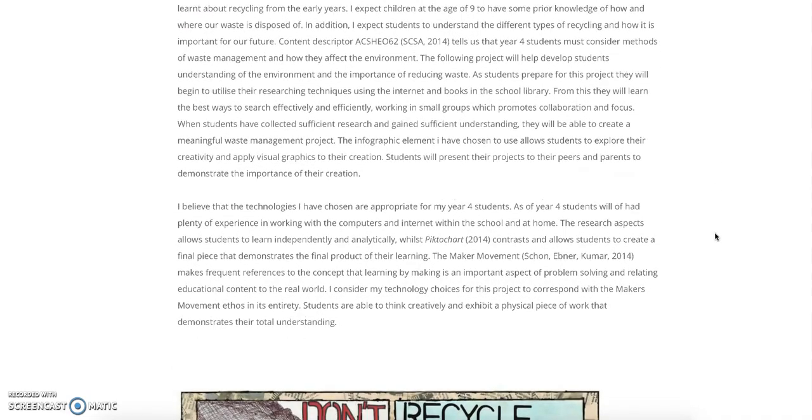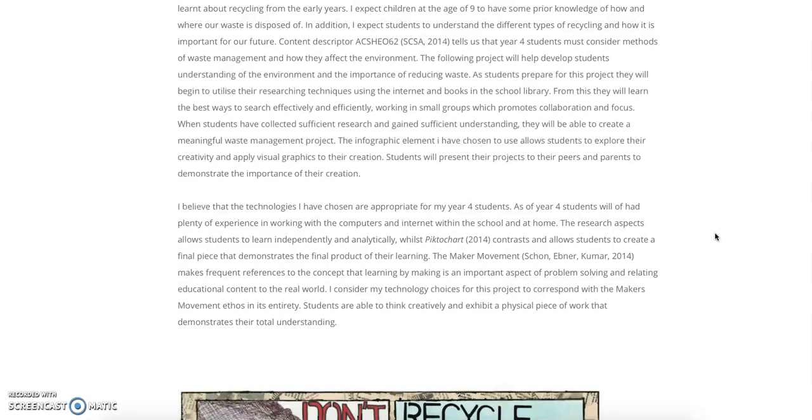I believe that the technologies that I have chosen are appropriate for my Year 4 students. As of Year 4, students will have plenty of experience in working with the computers and internet within the school and at home. The research aspects allow students to work independently and analytically, whilst PictoChart allows students to create a final piece that demonstrates the final product of their learning.